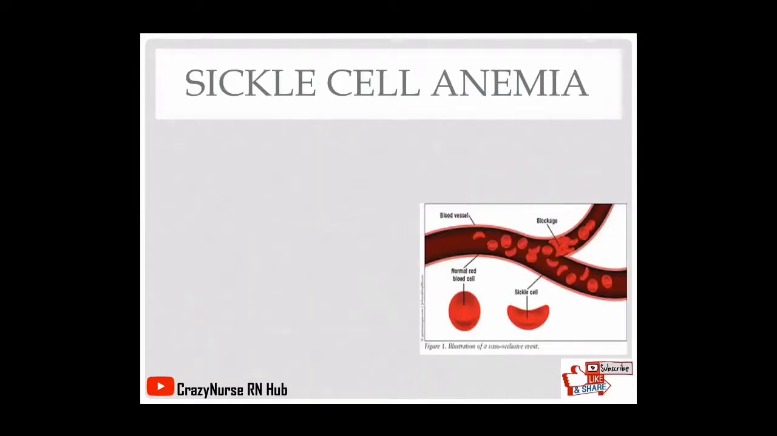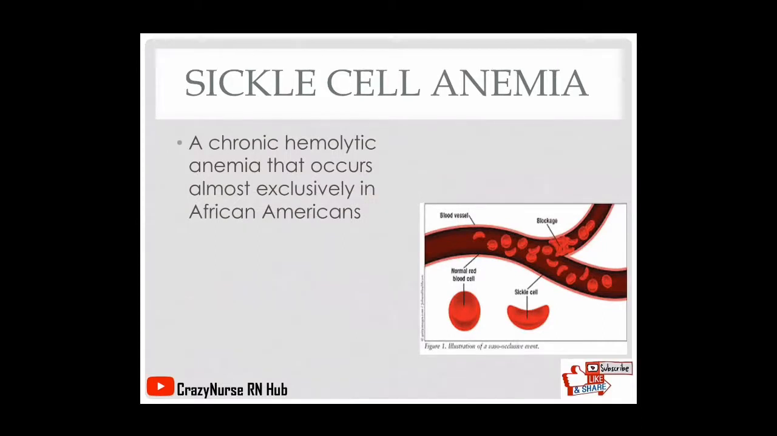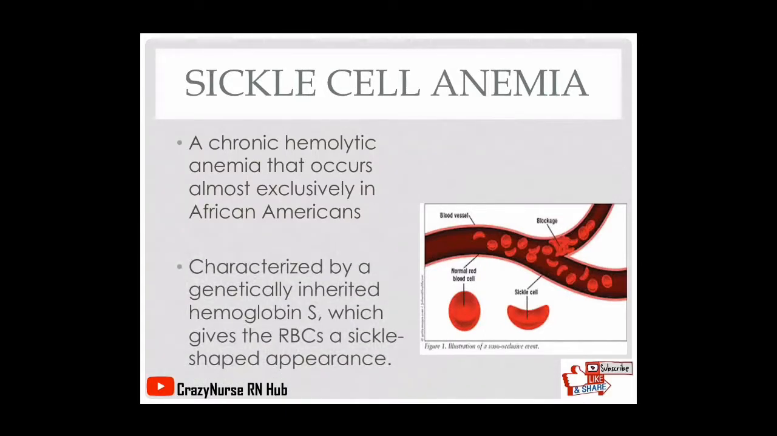We also have sickle cell anemia. It is a chronic hemolytic anemia that occurs almost exclusively in African Americans. It is characterized by a genetically inherited hemoglobin S, which gives the RBCs a sickle-shaped appearance. As you can see in the picture, in sickle cell anemia, the red blood cell is like a half moon structure. It is called sickle cell anemia because it resembles the sickle equipment we usually use in gardening and farming. And if this is the shape of your RBC, it would be an ineffective RBC.